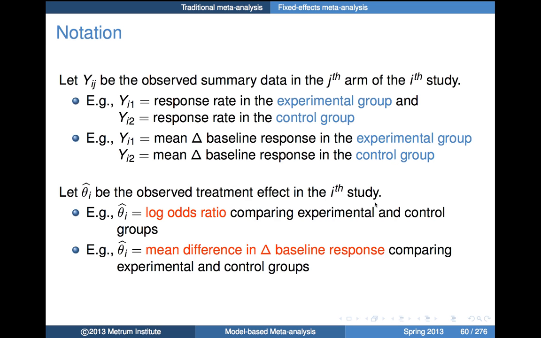And we'll contrast that with the notation that I'll use for the treatment effects for the ith study. I'll denote those by theta hat i, and that could be something like the log odds ratio comparing the experimental and control groups if we have a binary outcome, or the mean difference in change from baseline response if we have that corresponding continuous outcome. So the Y's are things like averages or response rates, and the theta hats are things like differences between groups.